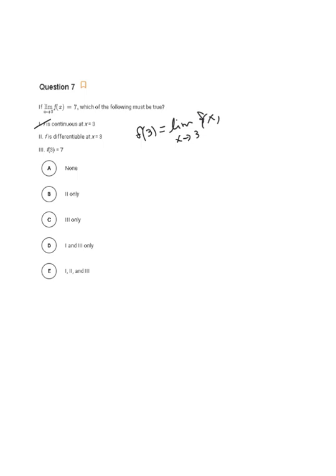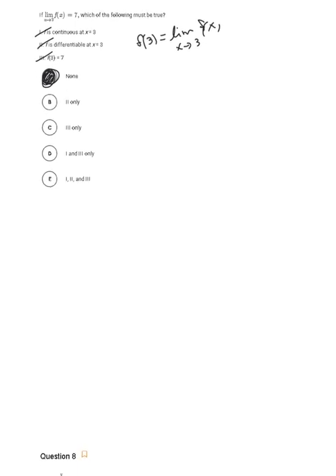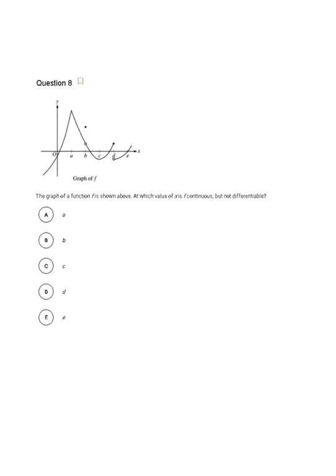I cannot assume that it's differentiable, and I can't assume anything about the value of f of 3. So none of these must be true. Doesn't mean they can't be true. Must is a strong word.